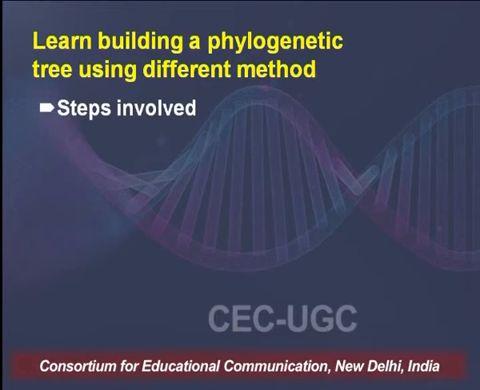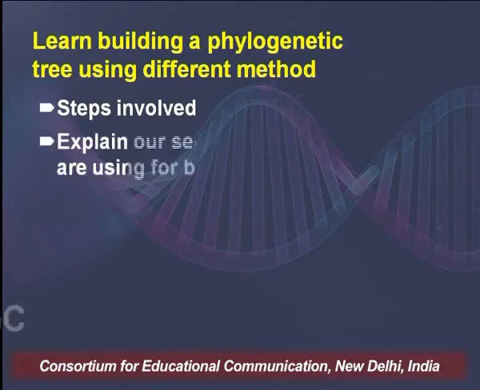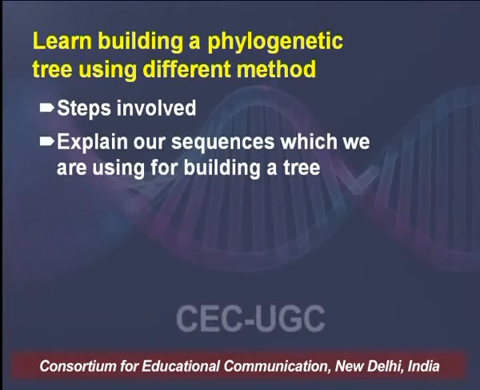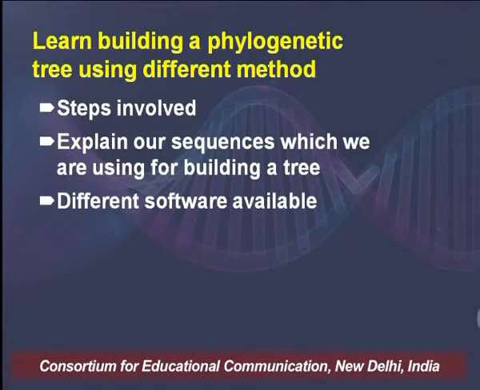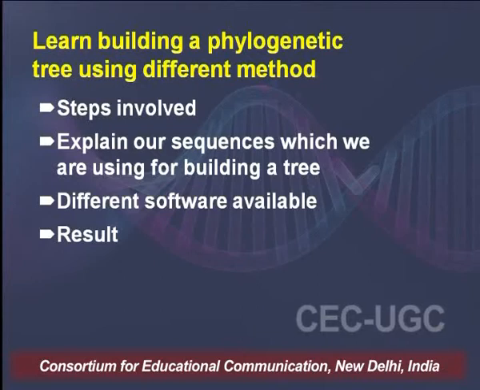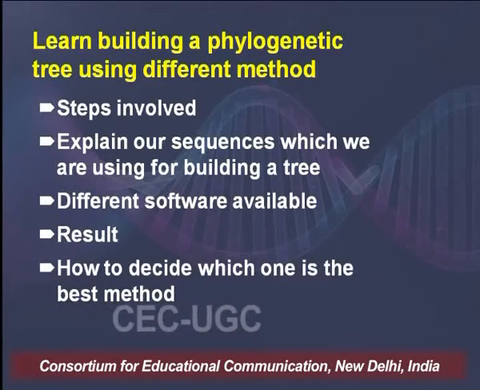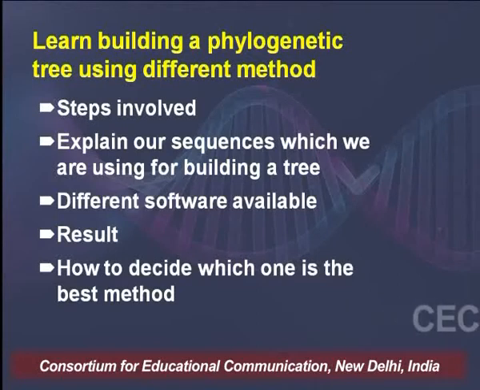In building a phylogenetic tree, there are a few steps involved, and after talking about the steps, we will talk about our sequences with which we are working. Then I will tell you what all softwares are available for making a phylogenetic tree. We will explain the result of our sequences, that when we build a tree with them, what result did we get. And we will also talk about how to decide which is the best method for building the phylogenetic tree.